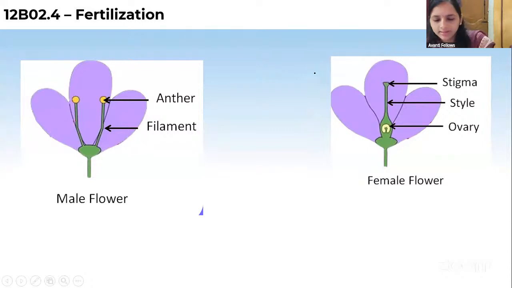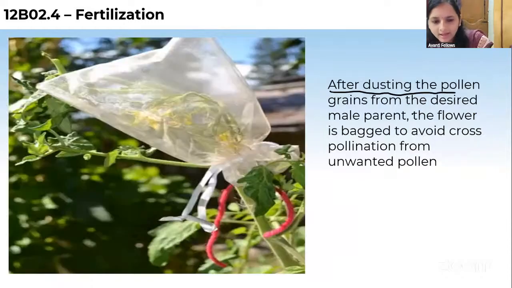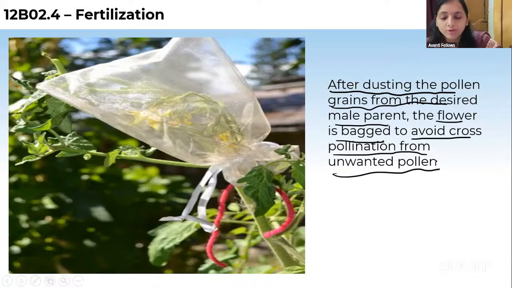Did you understand this, guys? After dusting the pollen grain from the desired male parent, the flower is bagged to avoid cross-pollination from unwanted pollen. The unwanted pollen should not come and bind on the stigma, right? That's why we do the bagging. Do you understand now how artificial hybridization is done in the bisexual flower?